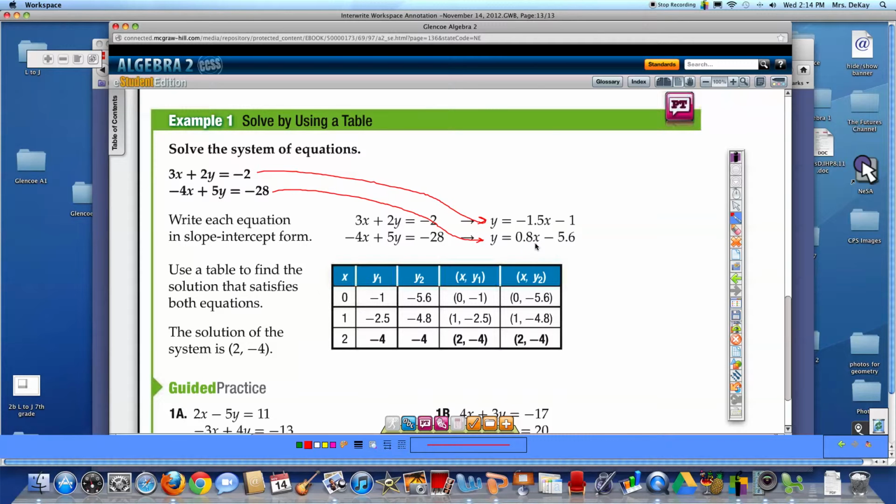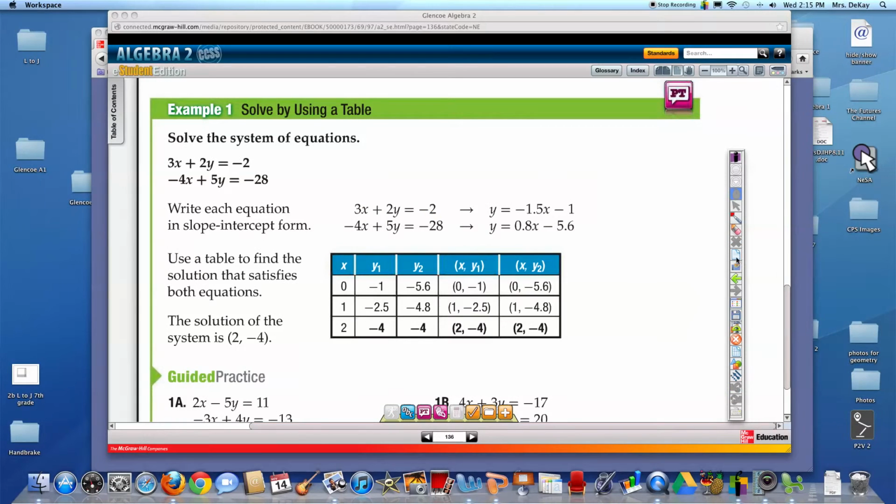Because that way, if you pick a value for x, you just do all this math and then y is there. Otherwise, if you pick a value for x here, it's kind of hard. Like if you pick 3 for x, that would be 9 plus 2 times what gives you negative 2. Well, that's kind of hard to figure out. Okay? So if you put it in slope-intercept form, it works a little bit better for you. And so then they just plugged in these numbers, and they plugged in 2, and when they did, they got negative 4 for the first one and negative 4 for the second one, so they knew their answer was 2, negative 4.